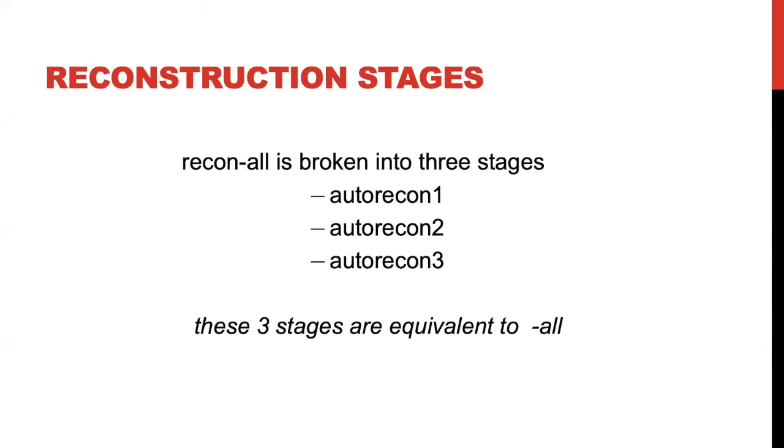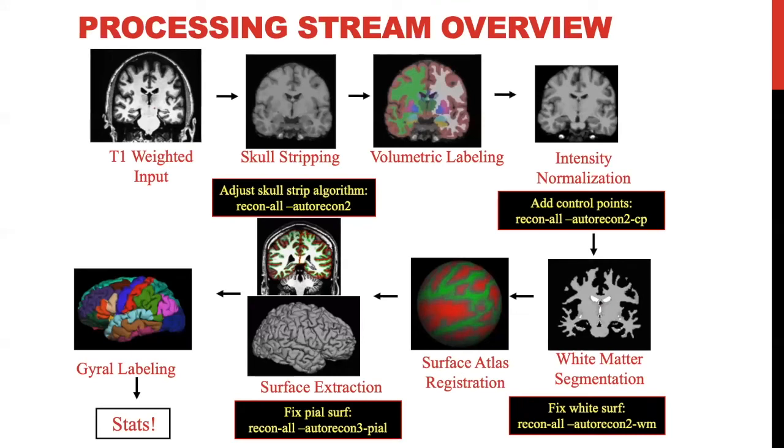Dev did mention that Recon All can be described in parts, and it is made up of these different autorecon flags. We have autorecon 1, autorecon 2, and autorecon 3, and these flags create the entire processing pipeline. For example, skull stripping, intensity normalization, and white matter are in autorecon 2, and once you reach surface extraction, that's when autorecon 3 runs.